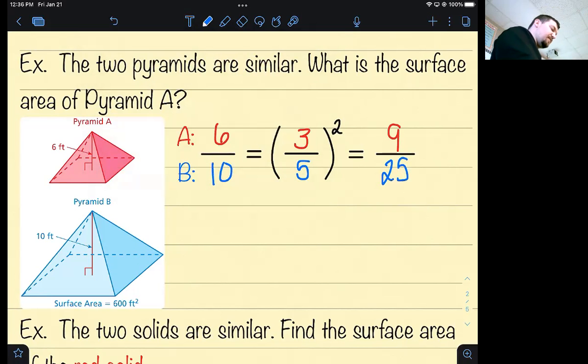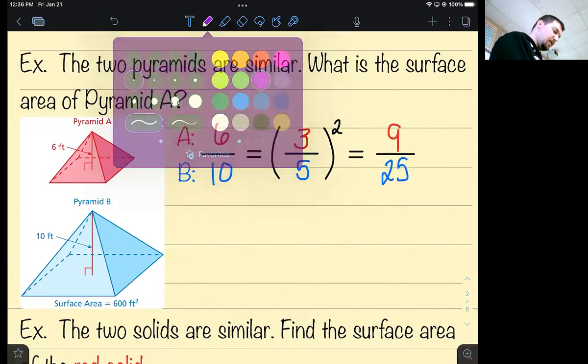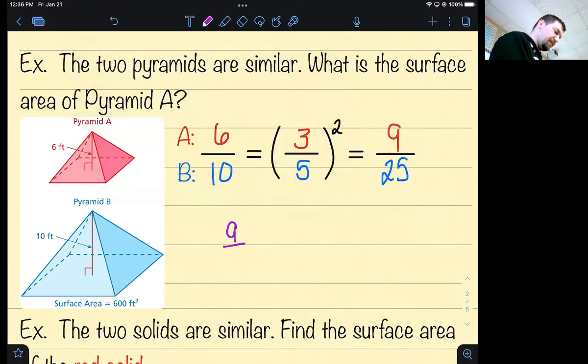Nine over 25 is the ratio we're going to use then. So if the area ratio is 9 over 25, 9, of course, was the number we got from pyramid A, and 25 was the number we got from pyramid B. When they give us the surface area of pyramid B down below, that's going to go where we were putting all the numbers that went with pyramid B. And so we can put an X right there, and that's going to represent the surface area.